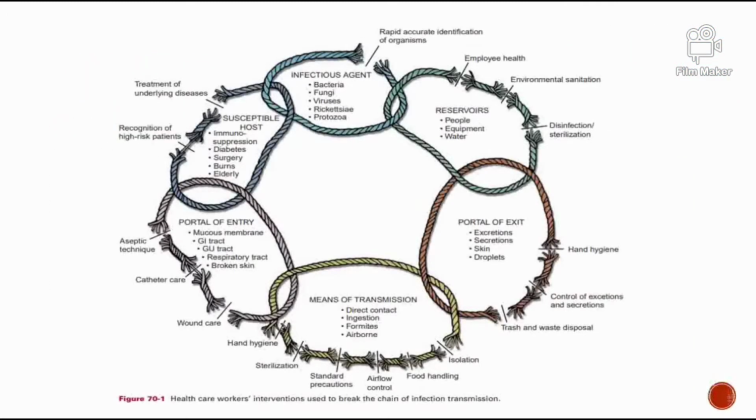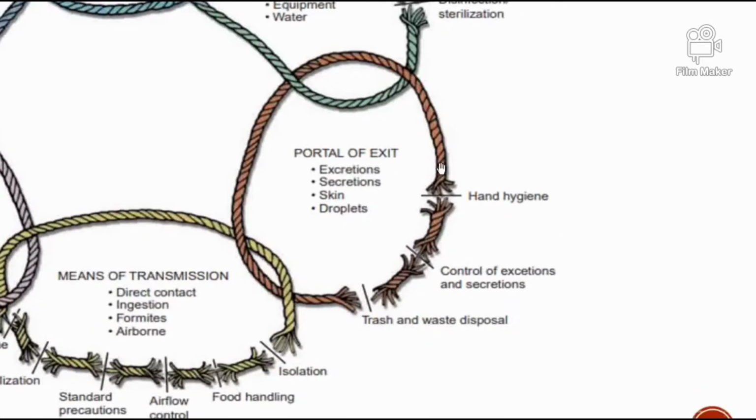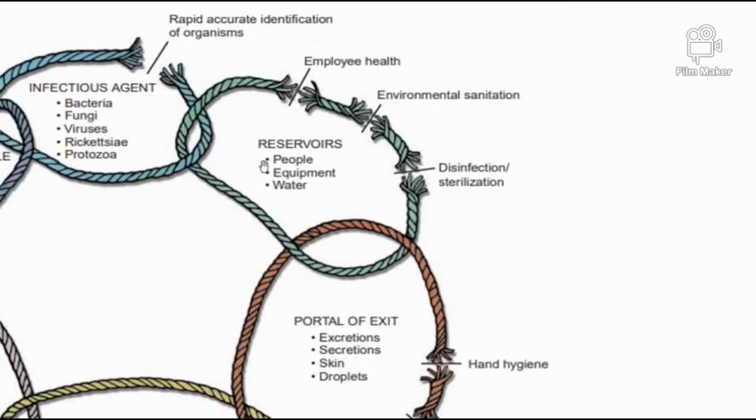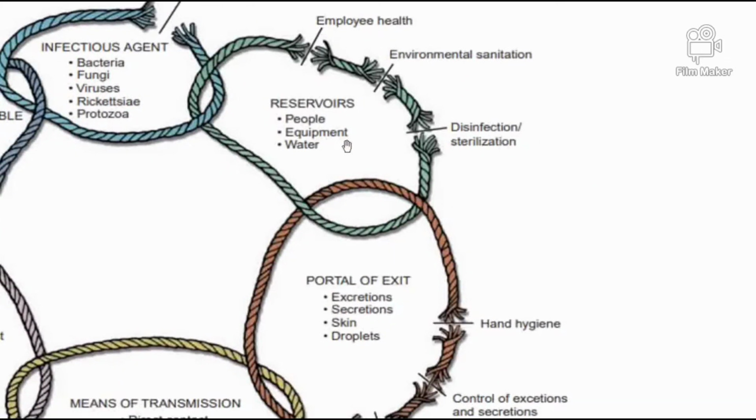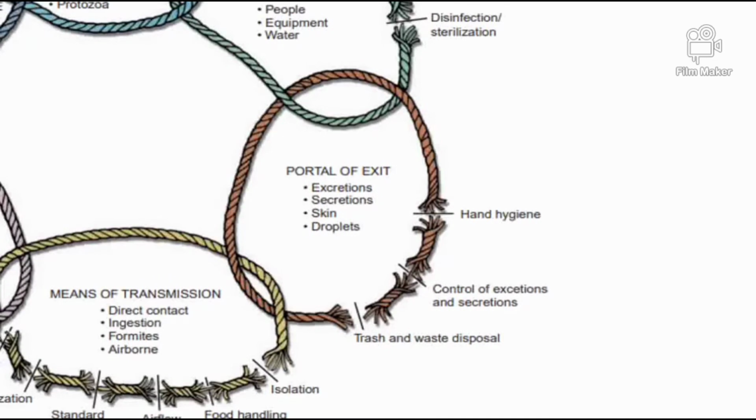In the chain of infection, there are infectious agents such as bacteria, fungi, rickettsiae, viruses, and protozoa, which can be intervened by rapid, accurate identification of the organism. In the reservoir, such as people, equipment, and water, the interventions would be employees' health, environmental sanitation, disinfection, and sterilization. In the portal of exit, such as excretions, secretions, skin, or droplets, interventions would be hand hygiene, control of excretions and secretions, and trash and waste disposal.